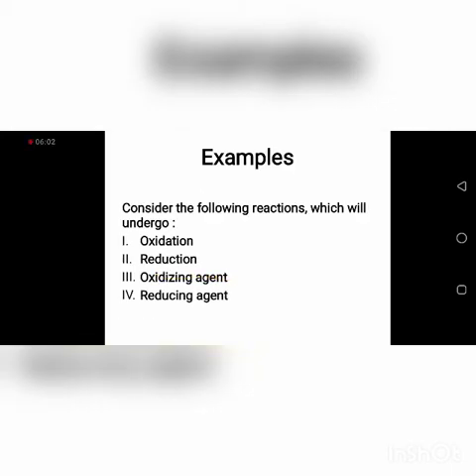Let us see reactions that will explain that, so that we'll be able to identify oxidation, reduction, oxidizing agent, and reducing agent in a particular reaction. Look at this example.